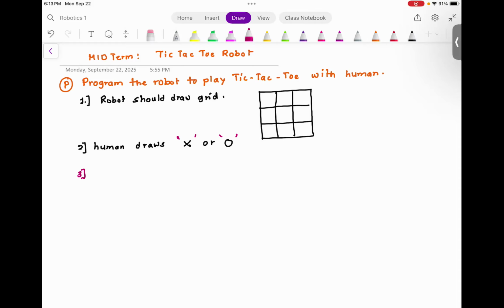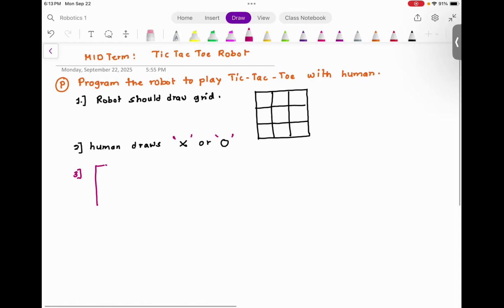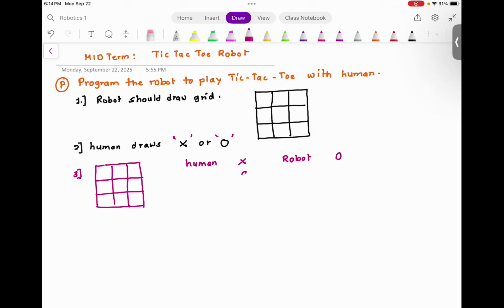Then DoBot sees where the human has drawn, whether it's an X or an O. So if the human has drawn X, the robot should draw O. If the human has drawn 0 or O, the robot should draw X.